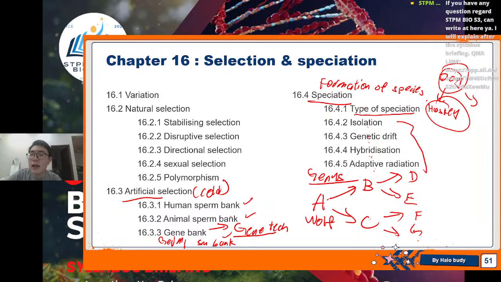So many lah. So macam mana boleh form ni because of these four: isolation, genetic drift, hybridization, and also adaptation. Karena empat ni dia akan berlaku. So apa itu isolation, genetic drift, hybridization, and also adaptation. So all of this you will learn in speciation.